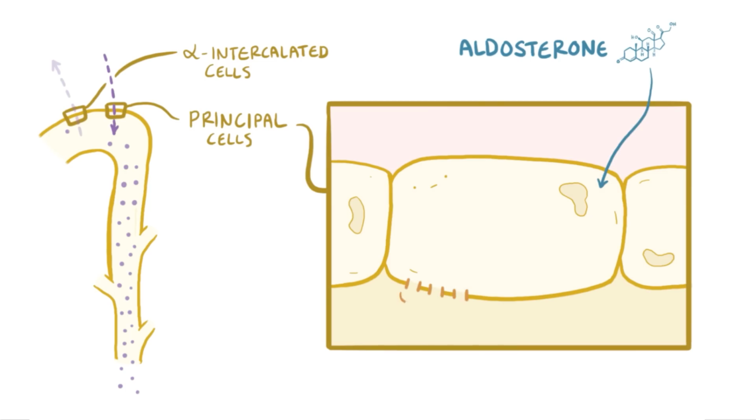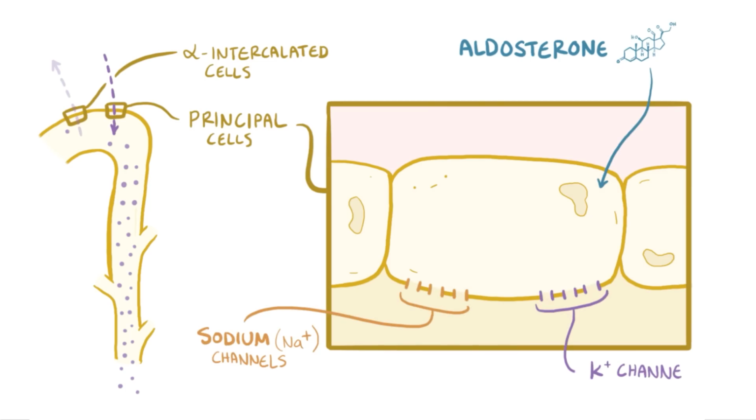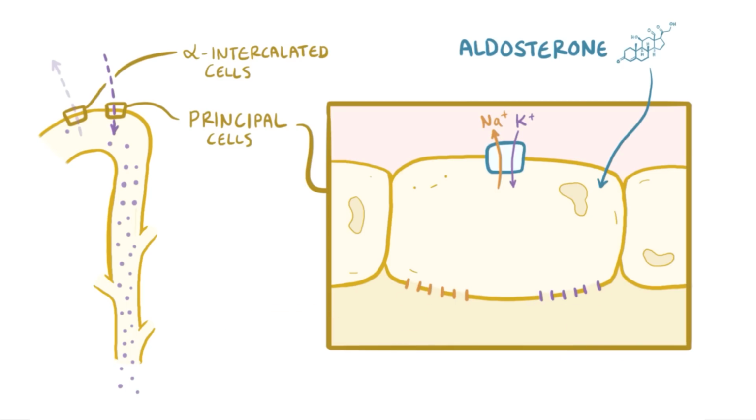Aldosterone increases the number of sodium channels and the number of potassium channels on the lumen side of the principal cell, as well as sodium-potassium pumps on the basolateral side of the principal cells. This allows sodium to move from the tubule into the cell, and then get pumped into the blood by the sodium-potassium pumps. As the pumps collectively move more sodium into the blood under the influence of aldosterone, more potassium gets pumped into the cell, which raises the intracellular potassium concentration. Having more intracellular potassium and also having more potassium channels promotes potassium secretion.